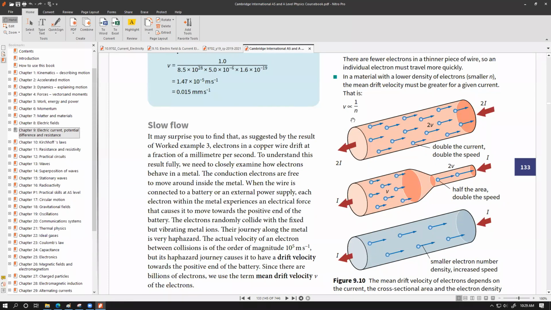If we have here, you can see V is proportional to 1 by N, which means if you have a large number of charge carriers, they can move pretty slowly, or if you have a small number of charge carriers, they will have to move really fast.